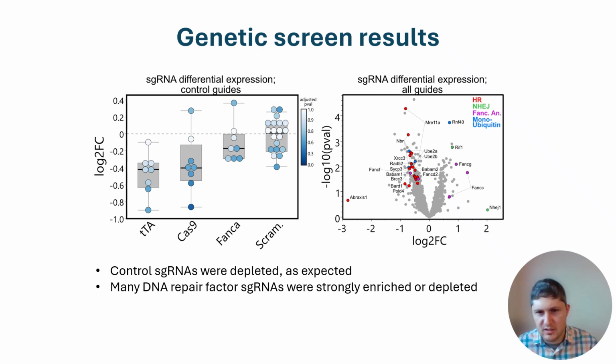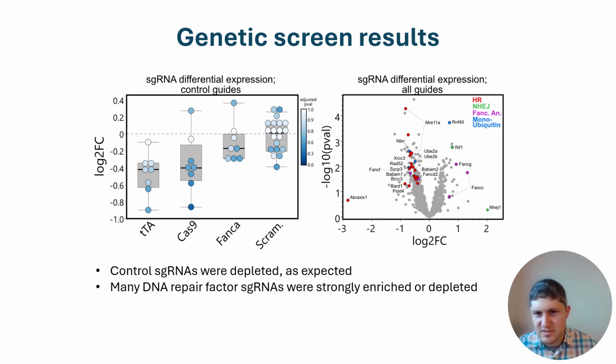So we moved on to looking at all of the other guide RNAs in the library. And what you can see, I've just highlighted some of the interesting things in color. The red dots are genes or guide RNAs associated with homologous recombination. These tended to be strongly depleted, which is consistent with the idea that they're targeting genes that are necessary for this process. And then we saw some guide RNAs associated with non-homologous end joining. These guides were highly enriched, which is consistent with the idea that non-homologous end joining is a competing pathway. So if we disable that pathway, we'll get increase in HDR efficiency.